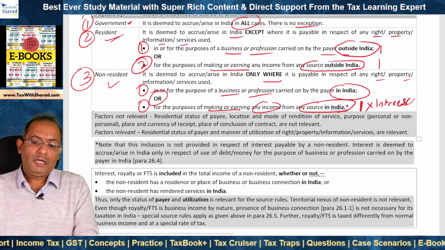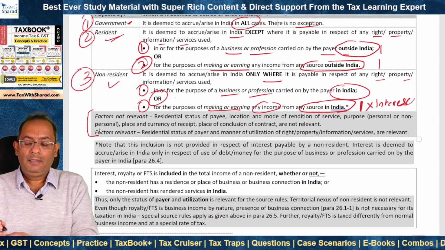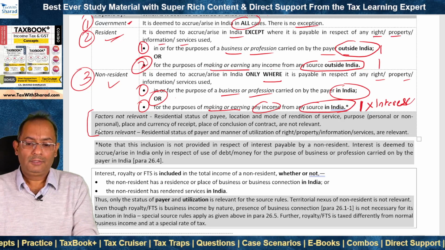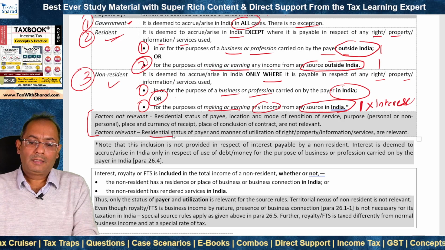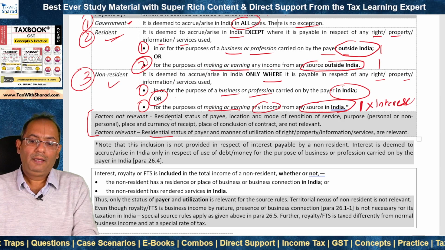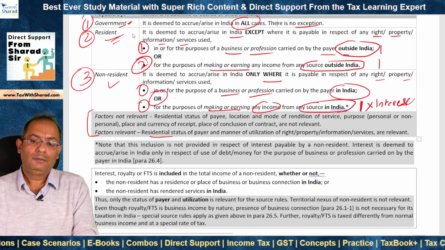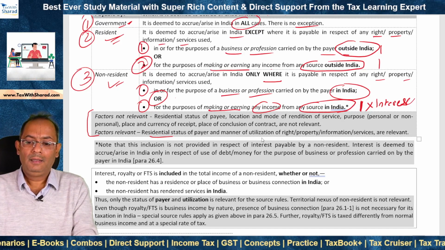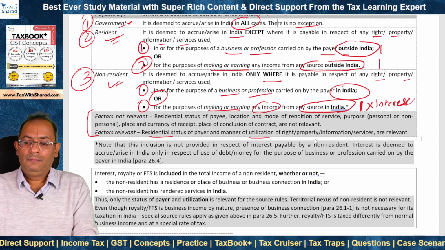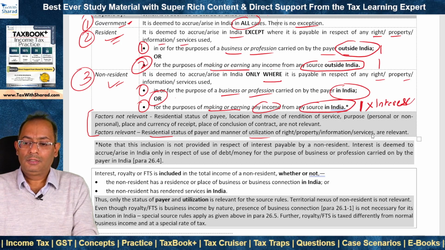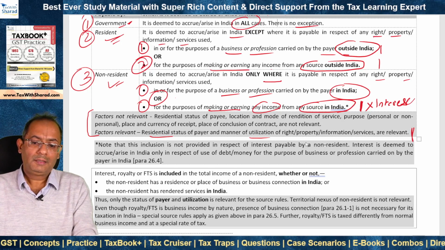So the factors which are not relevant and the factors which are relevant are similar to what we discussed in the context of interest. The factors which are relevant are basically the residential status of the payer, whether the payer is the government or a resident or a non-resident, and how the payer is utilizing the right or the property or the information or services. This is what is relevant.